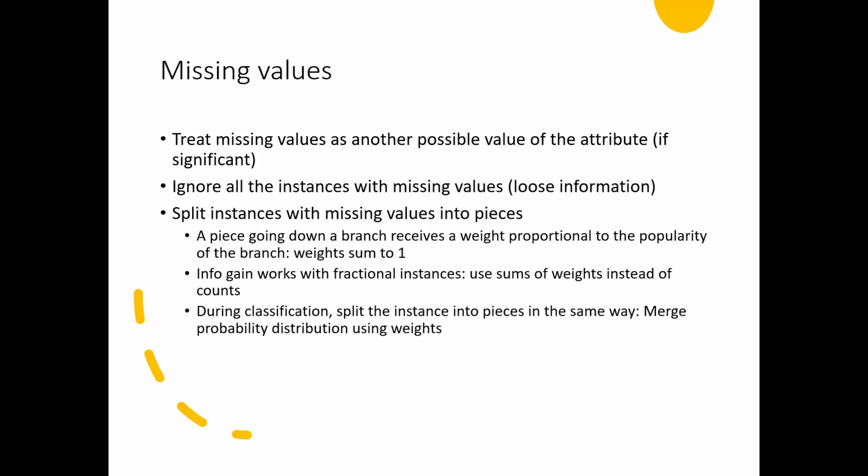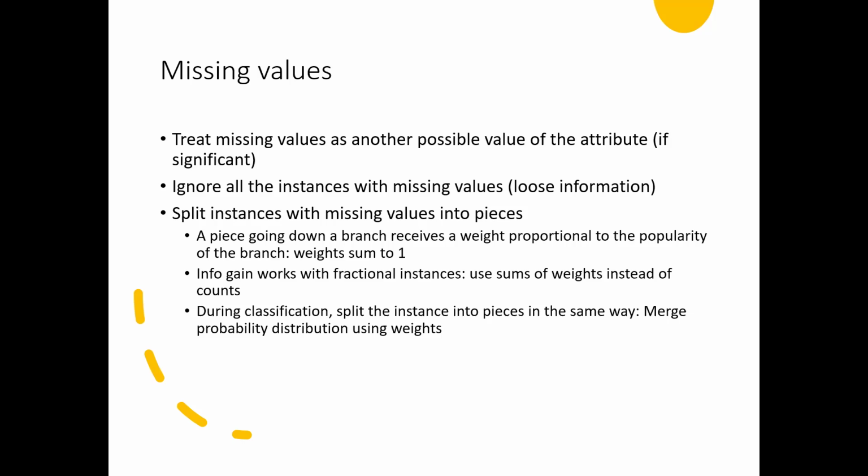Or you can ignore all such instances, so you can remove any data points that have missing values. This is less probable because we usually need the data. The third one is an interesting one. You are going to split the instances with missing values into pieces. And depending on that, it will take multiple branches.